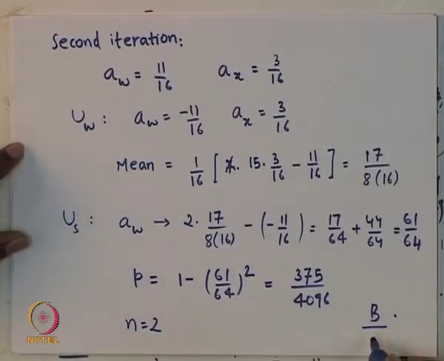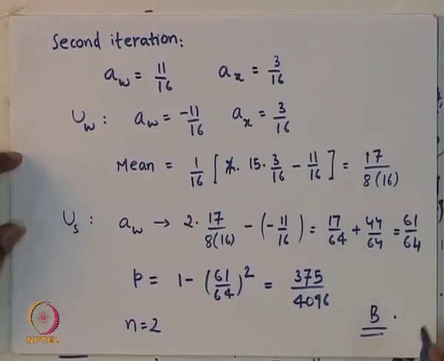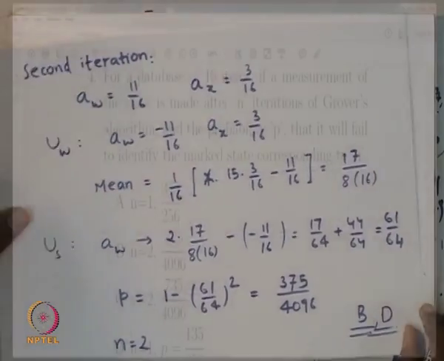As we have already seen, D is a correct answer, and now we see B is also a correct answer. Effectively, we can conclude that A and C are incorrect choices. So B and D are correct choices for this question.